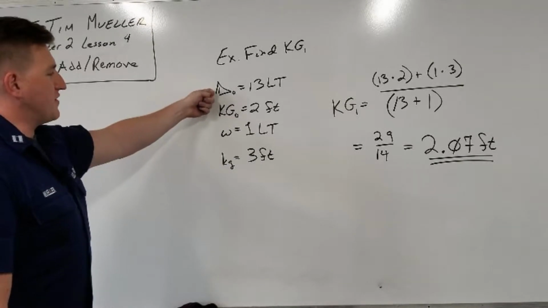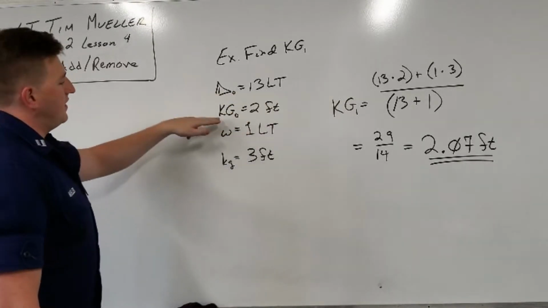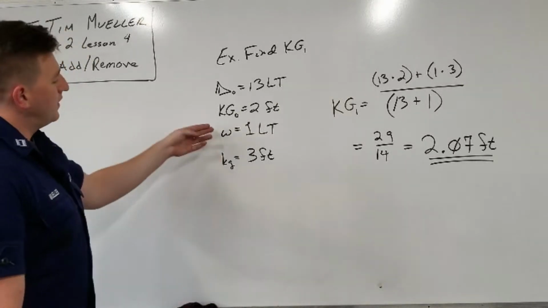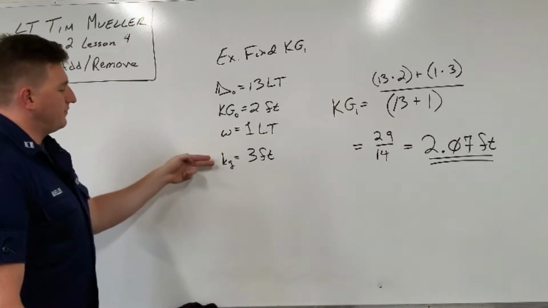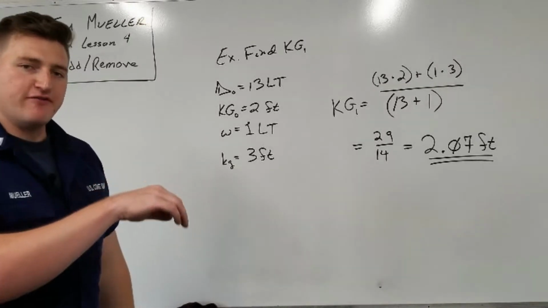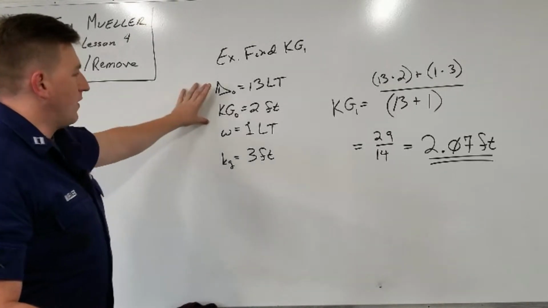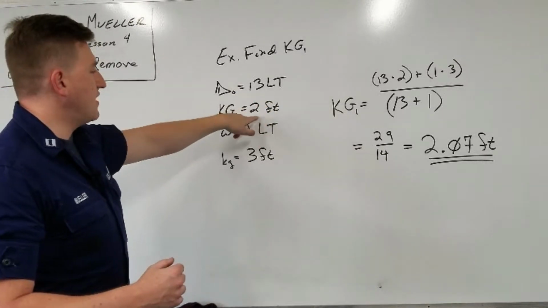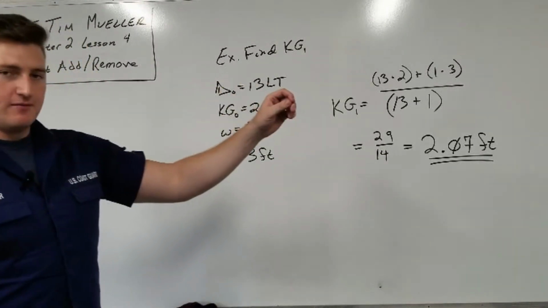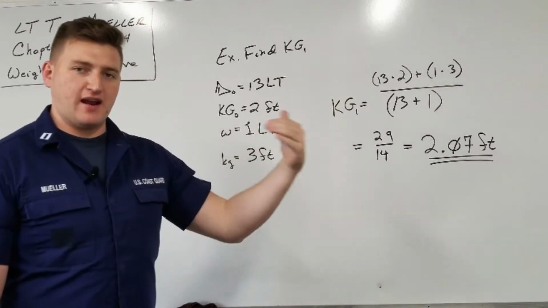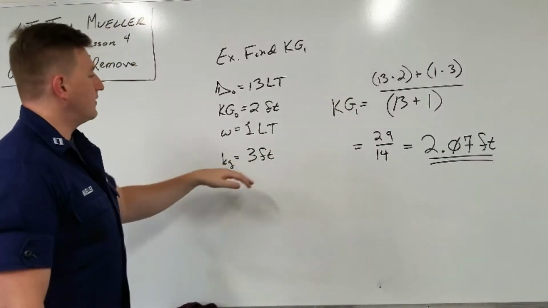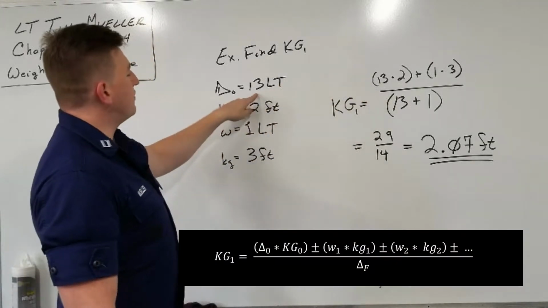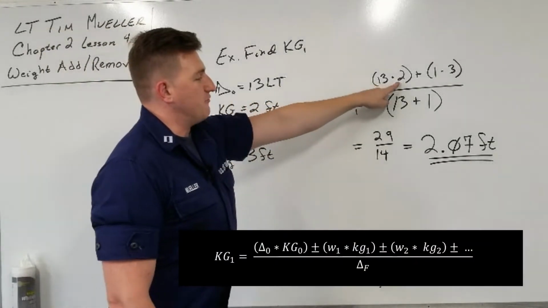We have an original vessel displacing 13 long tons, and it has an original KG of 2 feet. So we're talking about a pretty small vessel. We're adding 1 long ton, and it's going to have a KG of 3 feet. So we have one piece with a weight of 13 long tons at 2 feet. We're adding something up higher, so we're expecting an answer that's going to be higher than 2. Okay. Now, plugging everything into the formula, we have original displacement 13 long tons at its original KG 2.